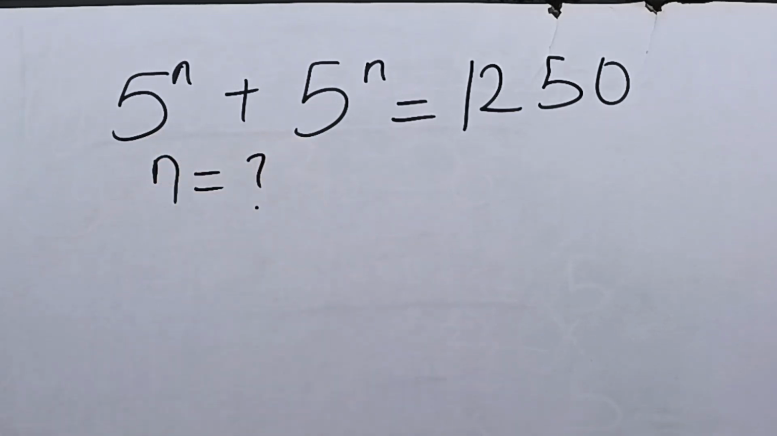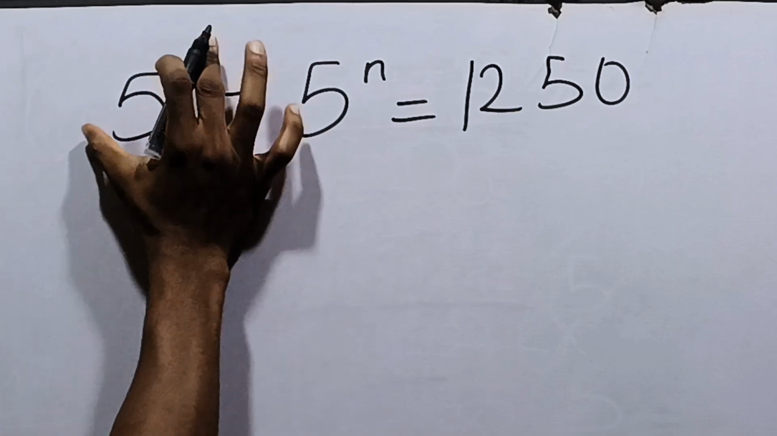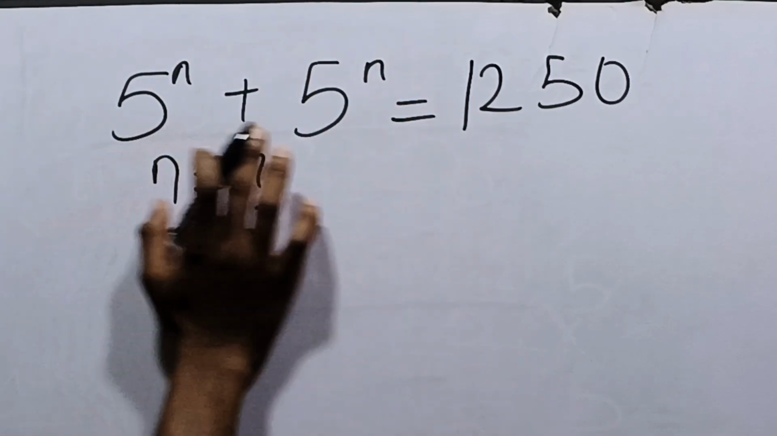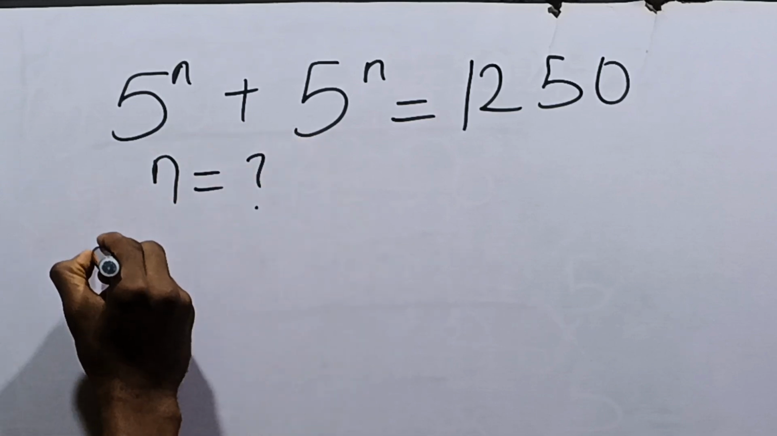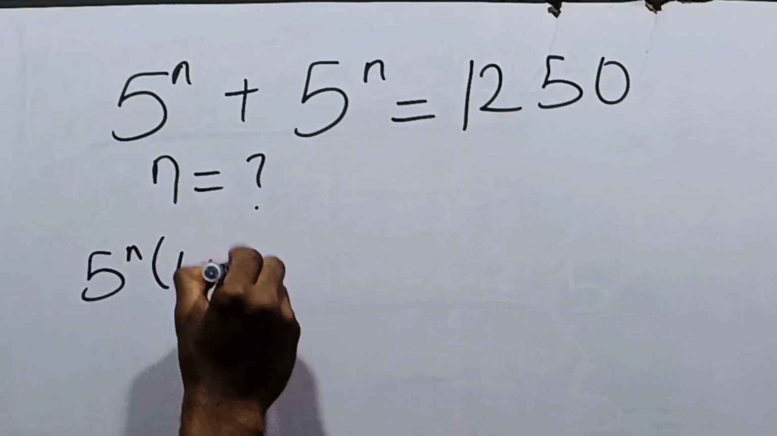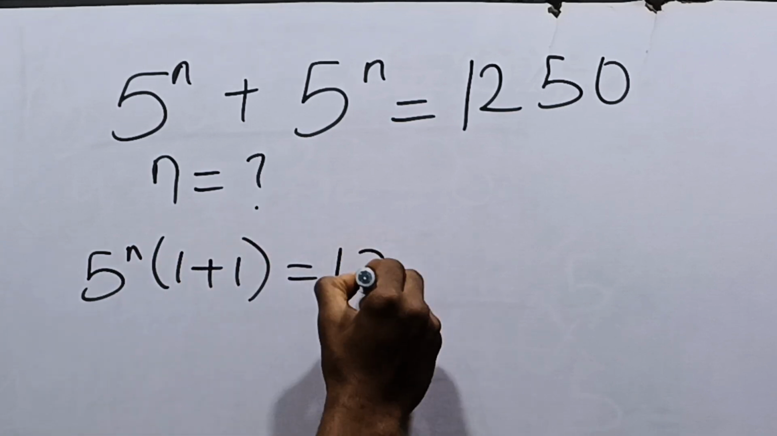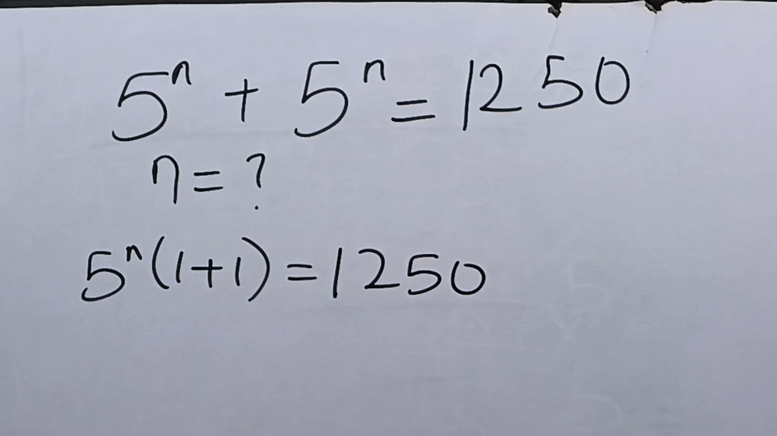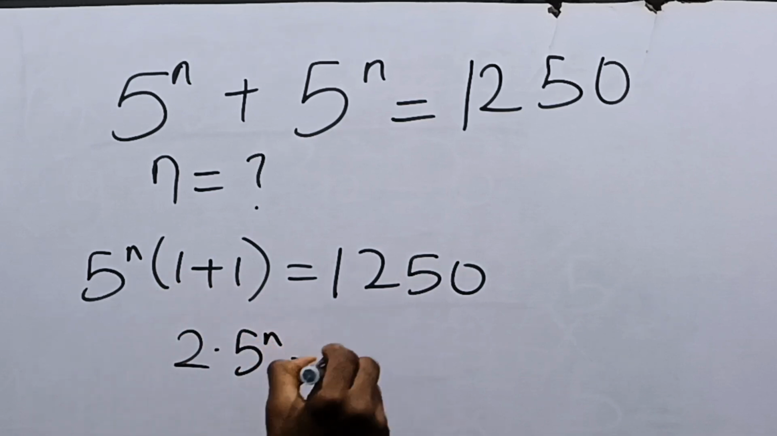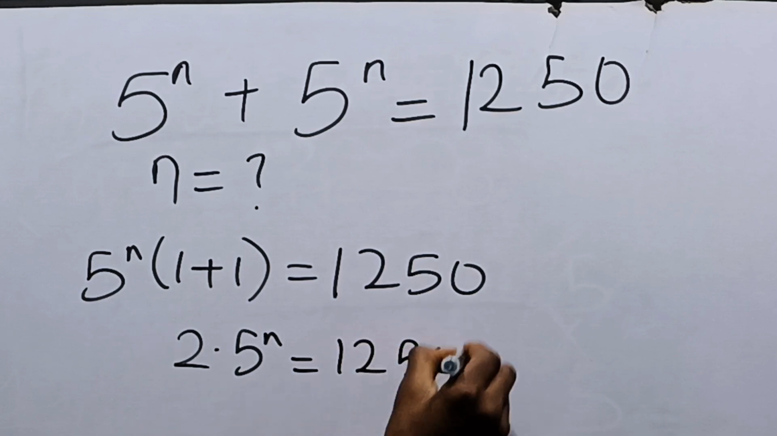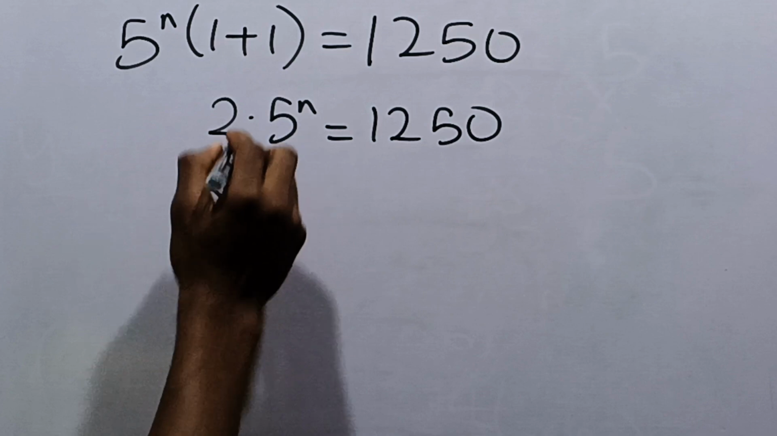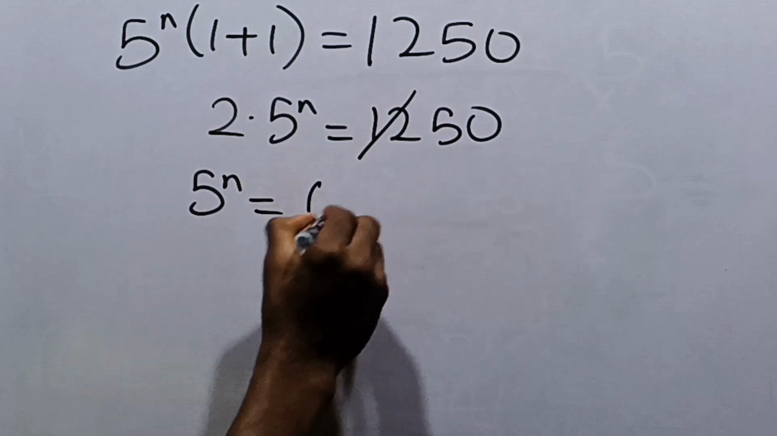Now, first thing we can do here is to say that this is 5 raised to power n and this is 5 raised to power n, the same number, okay? So because 5 raised to power n and 5 raised to power n are the same numbers, we can just say that this is now factoring out 5 raised to power n into 1 plus 1 to be equal to 1250. Okay, 1 plus 1 is 2, multiplied by 5 raised to power n to be equal to 1250.